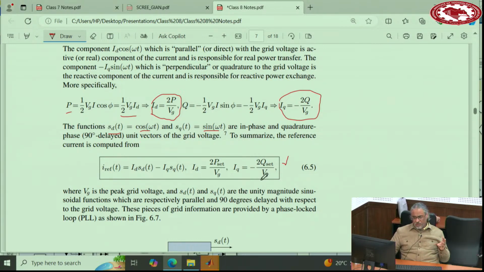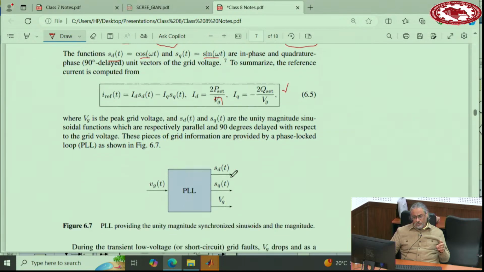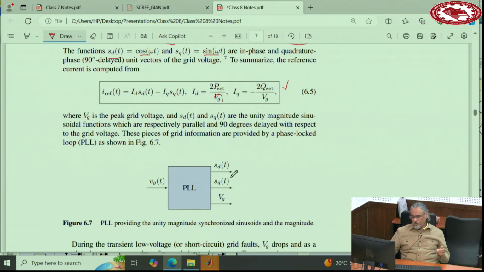Where do I get sine of omega t? Where do I get cosine of omega t? Where do I get Vg? And also the limiting. So these questions basically in practice nowadays are answered by PLL. PLL provides all these three signals, SD, SQ, and Vg. And then once you have SD, SQ, Vg, and the power set point and reactive power set point, you can calculate them, and then you have the reference current.